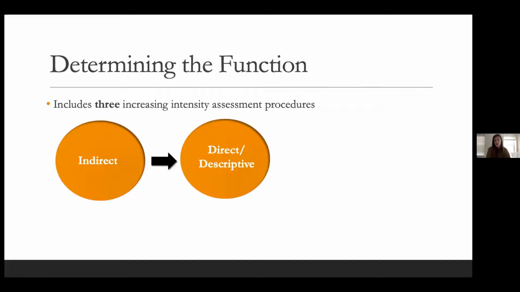A common example of this is our ABC data collection, our antecedent, behavior, consequences. So I'm going to sit in the classroom and watch you for a while, and I'm going to write down everything that happens right before the behavior occurs, which would be our antecedent. And then I'm going to write down what the behavior is that you're engaging in, and then write down everything in the environment that is happening after the behavior occurs, or the consequence. And that's going to help me determine what are the common things that are evoking the behavior, and what is maintaining the behavior.